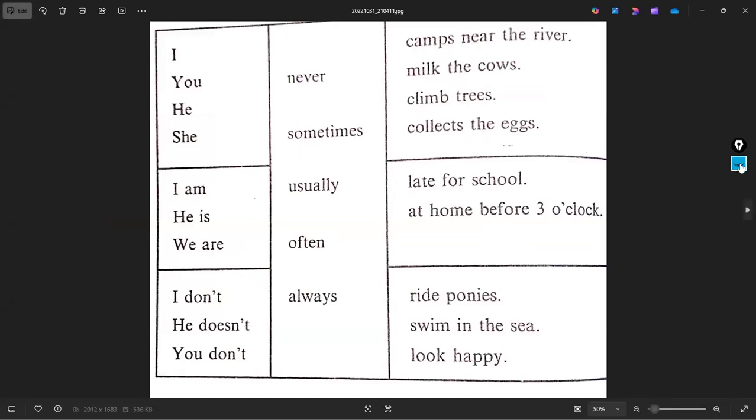So these are the keywords or time markers that we have just discussed: never, sometimes, usually, often, and always. We also have barely and rarely, as we already discussed. Now listen to rule number one.